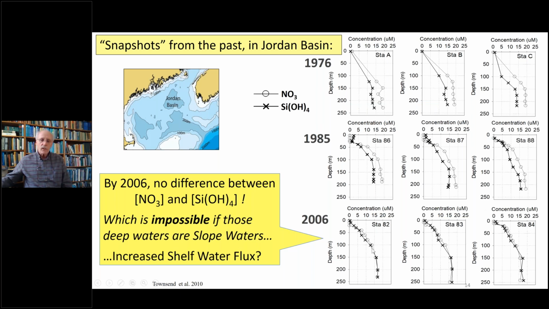And then by 2006, all the way down to 230 or so meters, they're the same. Now, if there's no difference between nitrate and silicate by 2006, something's going on, because that's impossible if the source of the waters up here in Jordan Basin came through the Northeast Channel as slope water. So this can only be explained by an increased flux of shelf water that is mixing all the way down to the bottom in the interior Gulf of Maine.